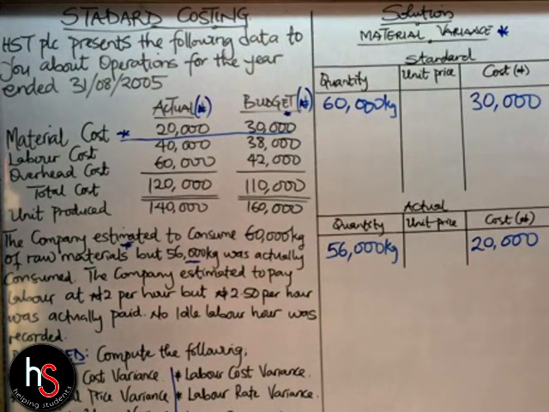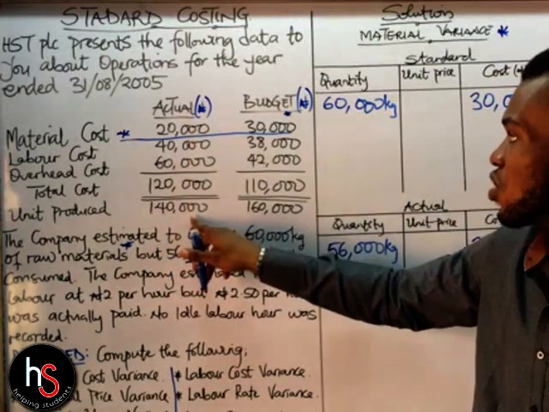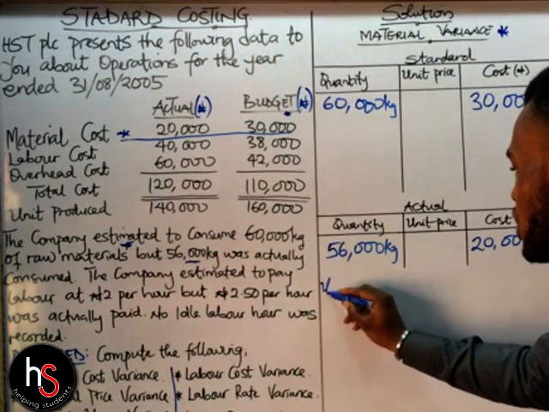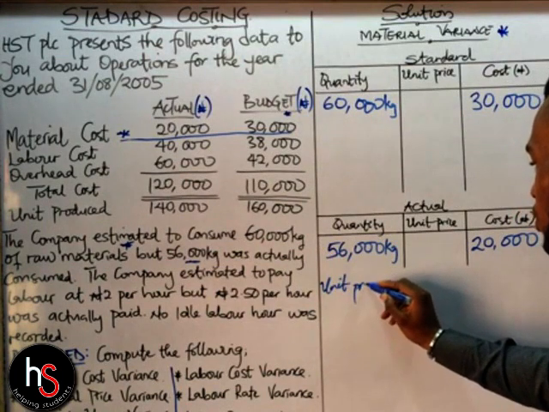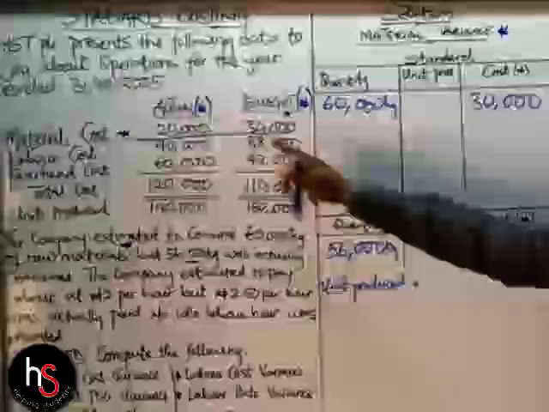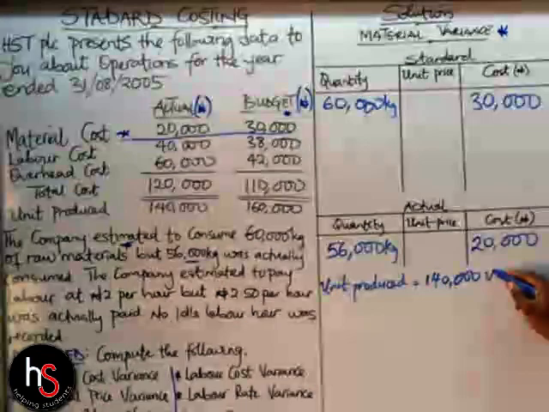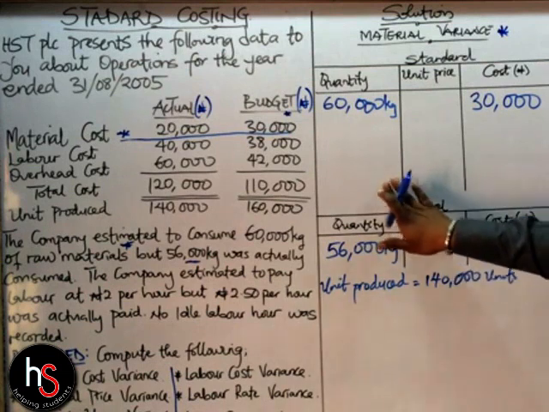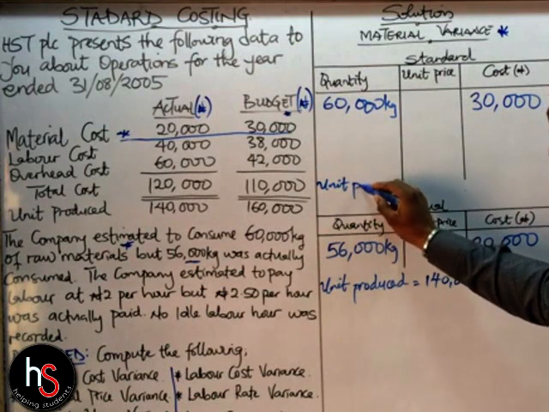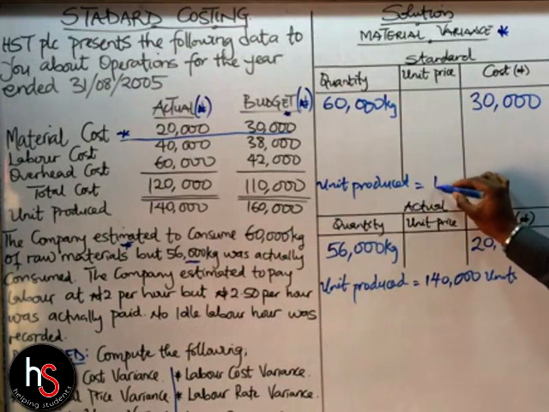Now, what is our units produced? From the question, we see that the units produced is 140 for the actual cost and 160 units for the budgeted cost. So, for the actual cost, the units produced is 140 units. Then for the standard cost, our units produced is 160,000 units.